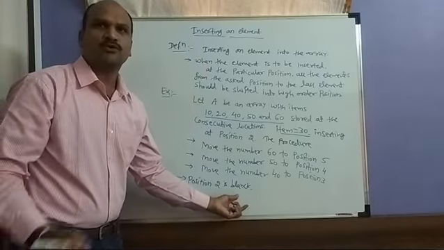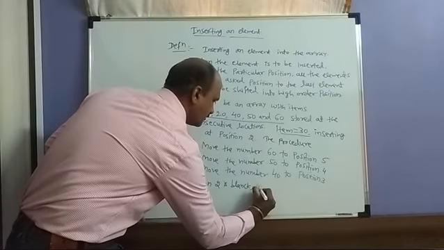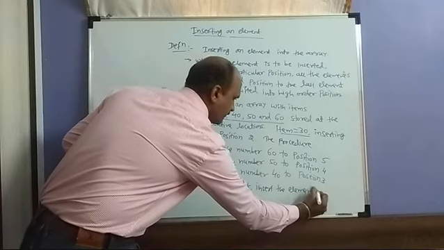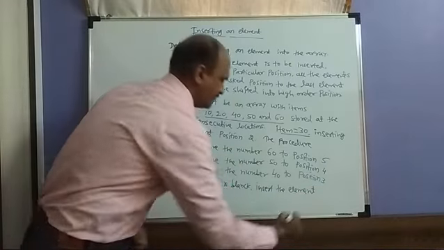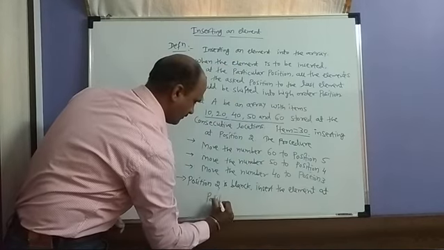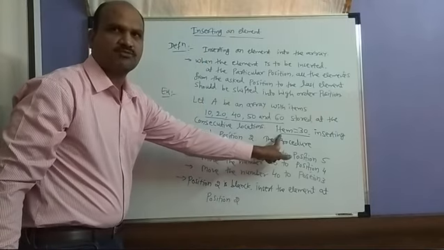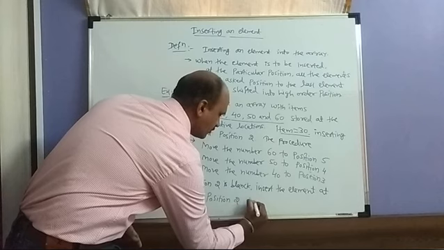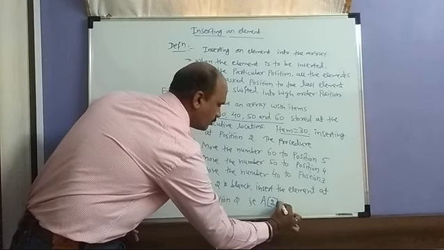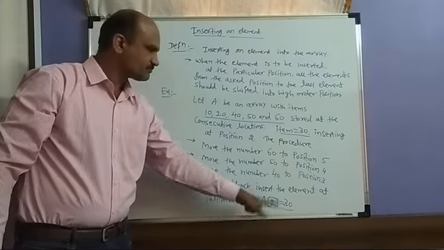So what you have to do is insert the element. What is the element you want to insert? That is 30. So item is equal to 30. Insert the element at position 2. Your item 30 has to be inserted at the position 2. You took the array name as A, so A of 2 is equal to 30.